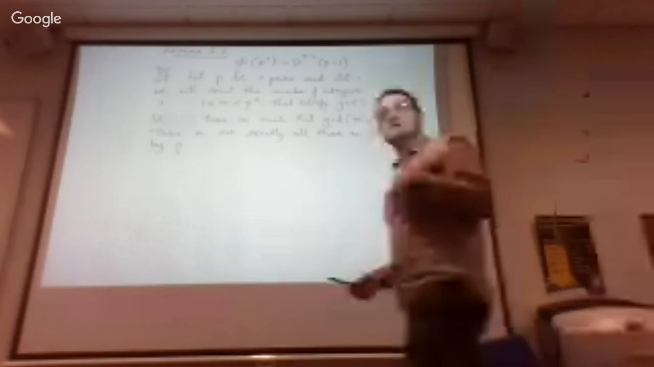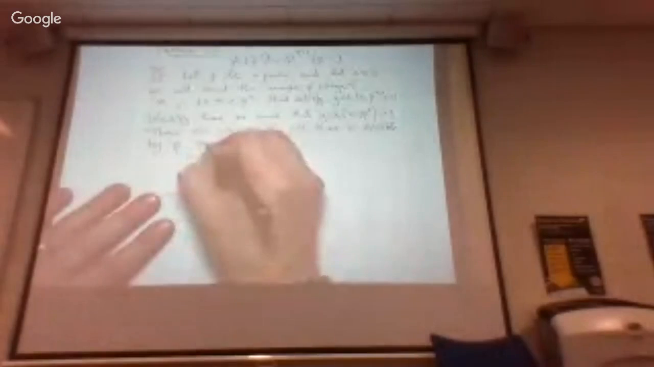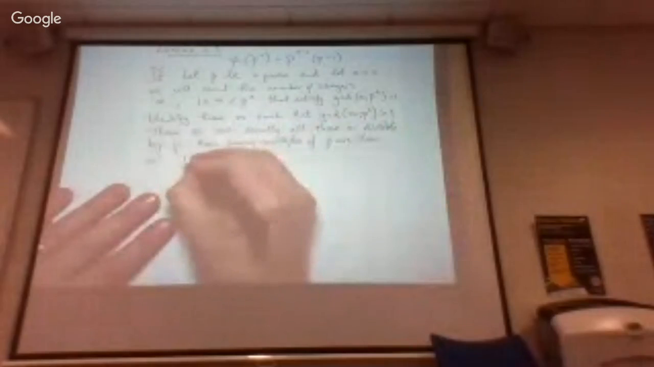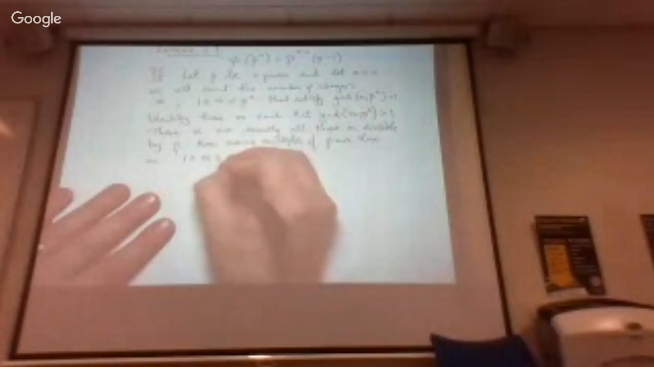So the only way to have a common factor with p to the a is to have a factor of p in you. So the n are all the multiples of p. Again, we keep rephrasing this question: how many multiples of p are there in the range 1 less than or equal to n less than or equal to p to the a?